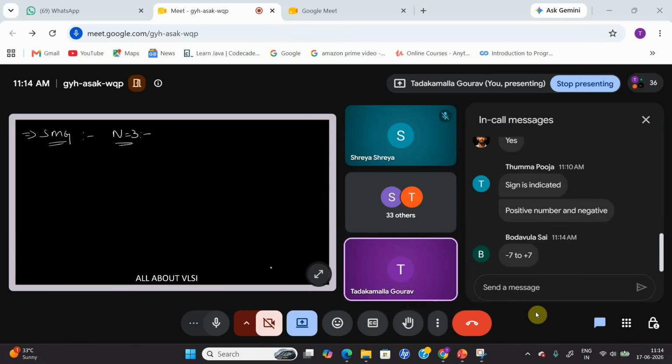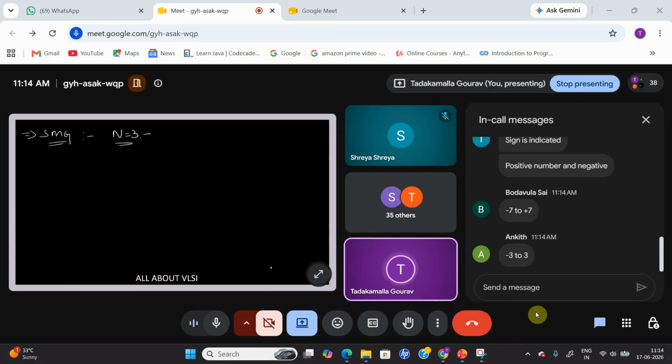Okay. So these are all things you can expect in your interview written test also. These are simple questions which can be given in your MCQs, so you need to be careful with this. Minus 3 to plus 3. Okay. I got three answers. What about others? If I'm representing the numbers in SMG format and I have only three bits, what is the range of numbers which I can represent? Okay. Let's see what is the range of numbers which we can represent.